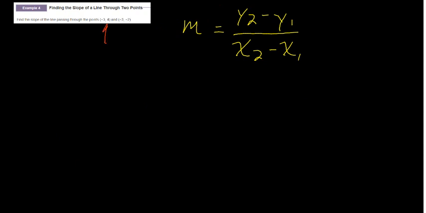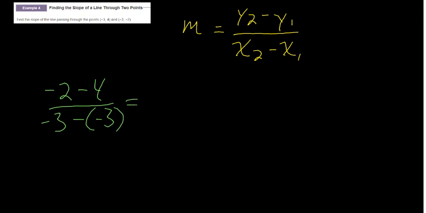I know that this is going to be point 1, and this is going to be point 2. Realistically, it doesn't matter what you call what, as long as you're consistent. I just read my problem left to right, so my points are left to right as well, similar to probably how yours are going to be. So we're going to say y2, which is negative 2, minus 4, over negative 3 minus a negative 3. Negative 2 minus 4 is negative 6, over negative 3 minus a negative 3, which means plus 3, so we have 0 here.